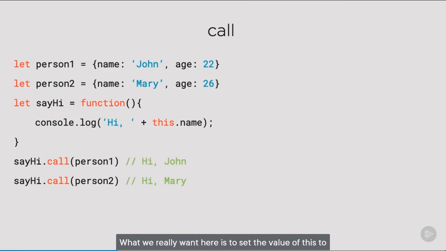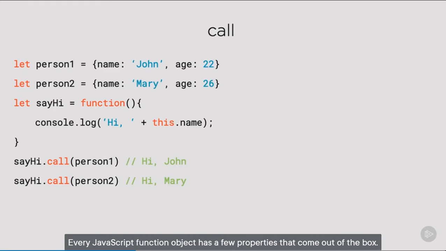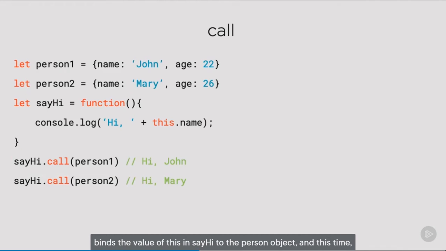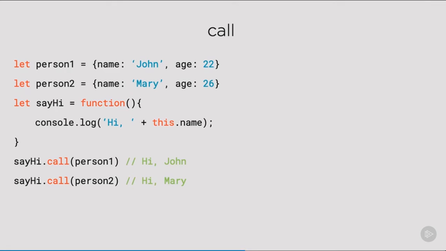What we really want here is to set the value of this to something other than the current execution context. Every JavaScript function object has a few properties that come out of the box. One of these properties is the call method, and you can pass another object as an argument to this call method, as can be seen right here. Passing the person1 object to the call method as an argument of sayHi binds the value of this in sayHi to the person object, and this time the string hi John gets printed to the console. In the same way, when we pass person2, the value hi Mary is printed to the console.